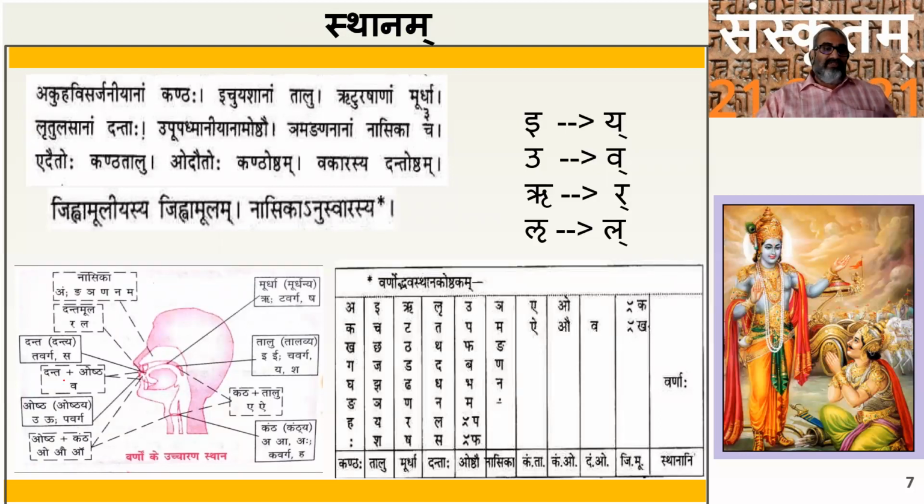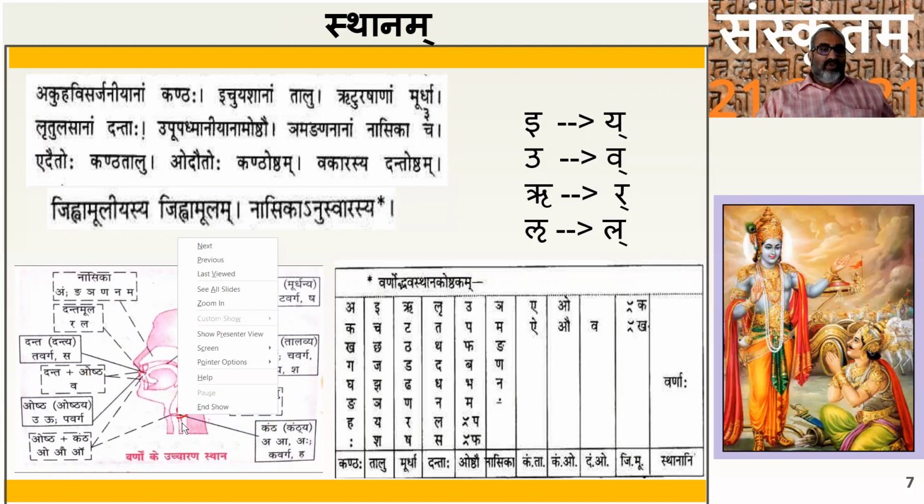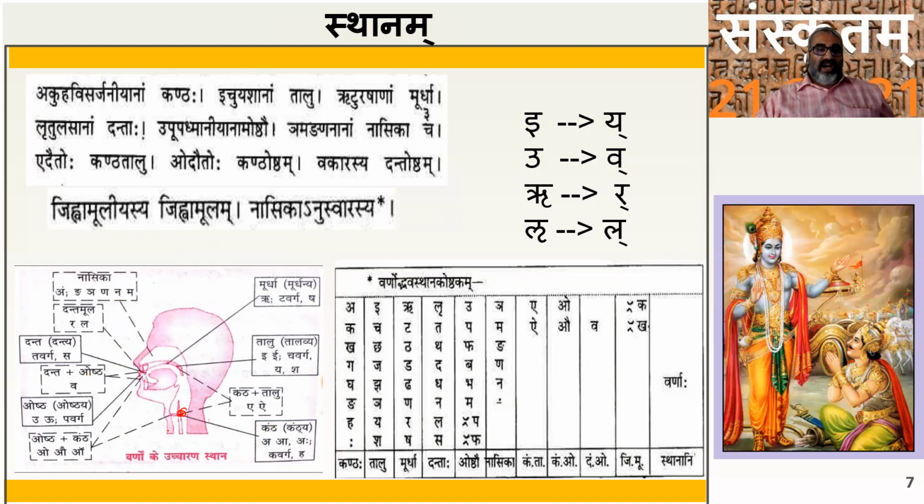Sanskrit is very scientific. If you look at the words akuha visarjaniyanam kantaha, where do they originate? They originate from this part of the human body which is called kantaha. So a, i, ha, and the kavargam. Ku means kavargam: ka, kha, ga, gha, nga, and ha. And visarga all come from this part of the mouth, which is called kantaha.